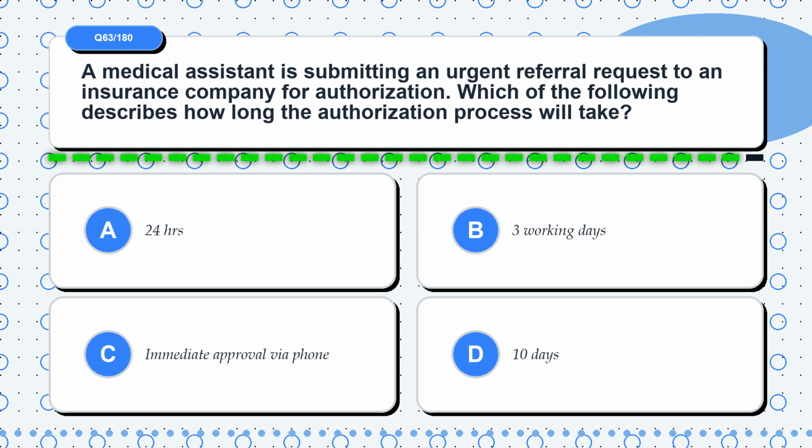Question 63. A medical assistant is submitting an urgent referral request to an insurance company for authorization. Which of the following describes how long the authorization process will take? Here are the options. Option A. 24 HRS. Option B. 3 working days. Option C. Immediate approval via phone. Option D. 10 days.